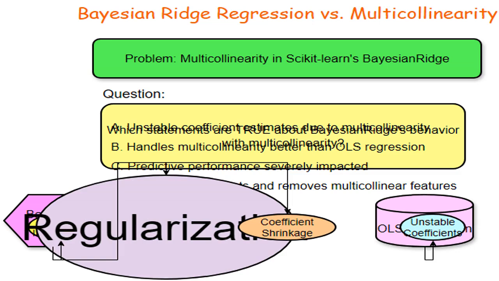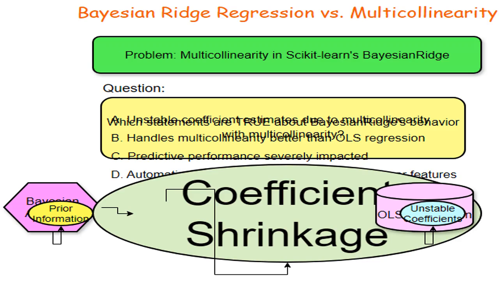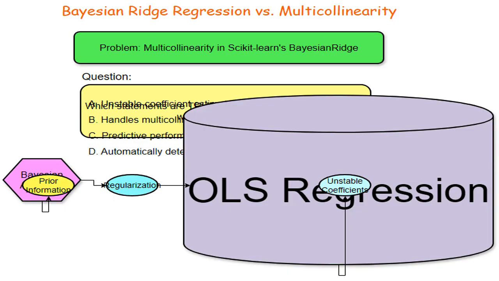I'm discussing regularization, a technique that helps prevent overfitting by constraining the model's coefficients. Bayesian-Ridge uses regularization implicitly through its Bayesian formulation. I'm explaining coefficient shrinkage. The Bayesian method shrinks the coefficients towards zero, reducing their variability and making them more stable, even with correlated features.